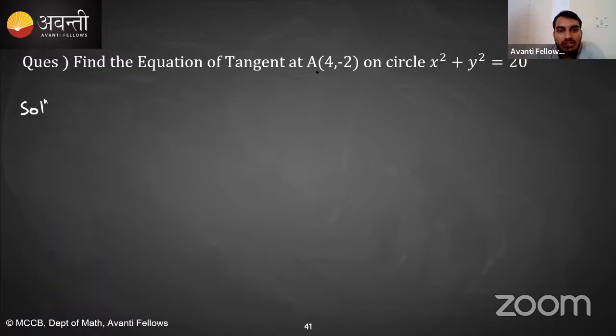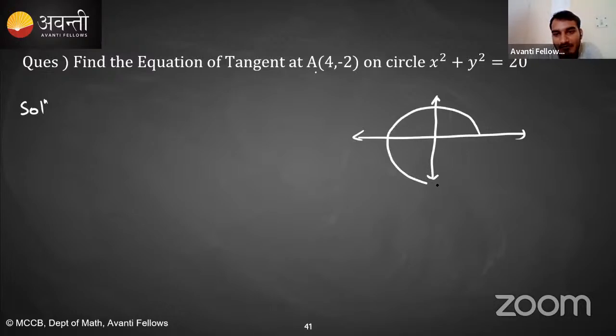Find the equation of tangent at point A on the circle x square plus y square is equal to 20. So clearly we can see the point is something like this. I just do the visualization in this question, but not in every question. You just need to pinpoint where the point is and check whether this point is lying on the circle.